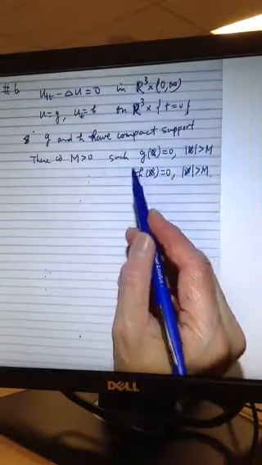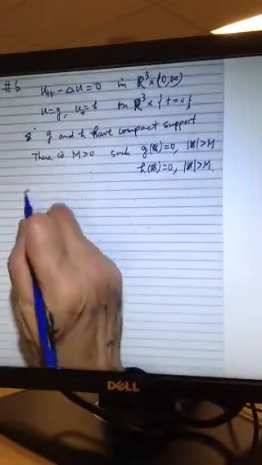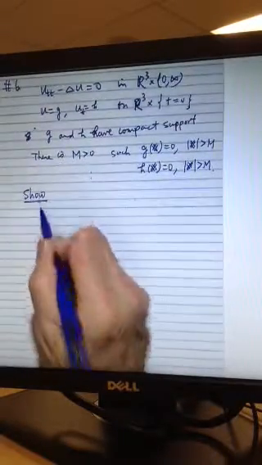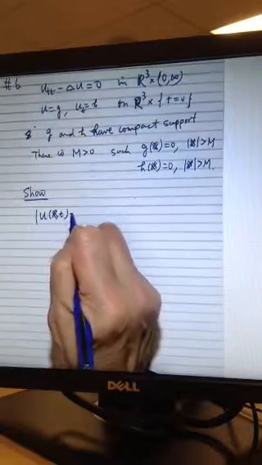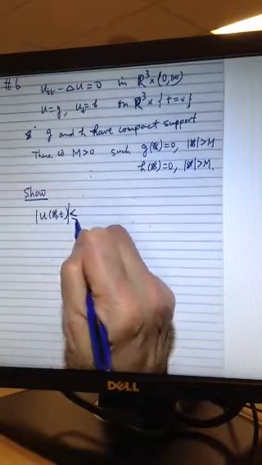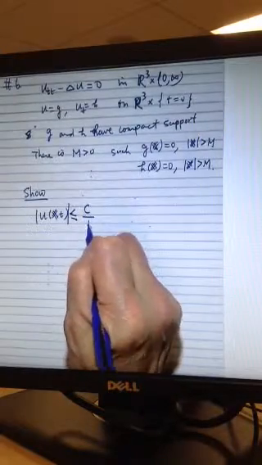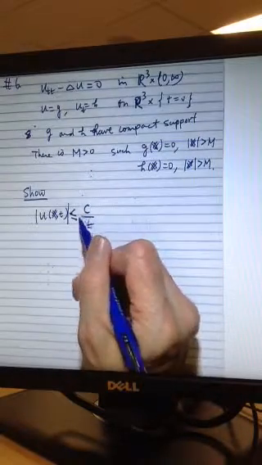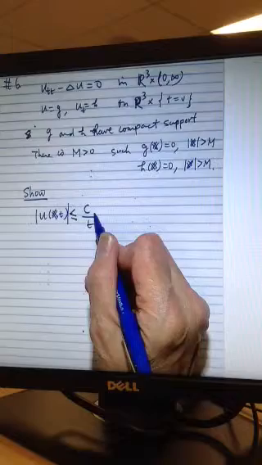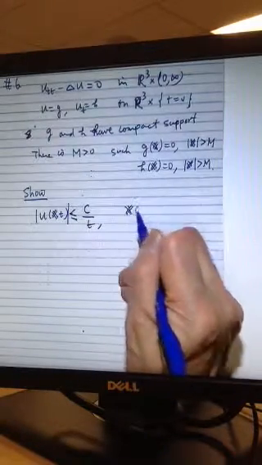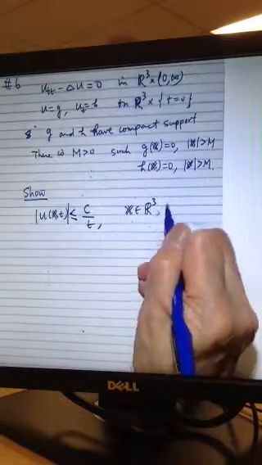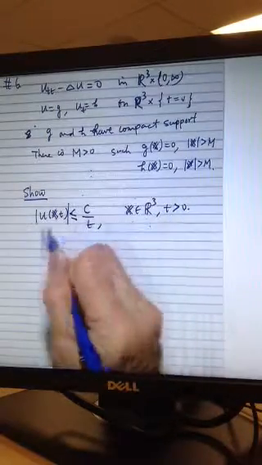And then what they want us to show is that the solution U of X, T is less or equal to C over T, for all X belongs to R3 and T greater than 0. So I want to show this one.